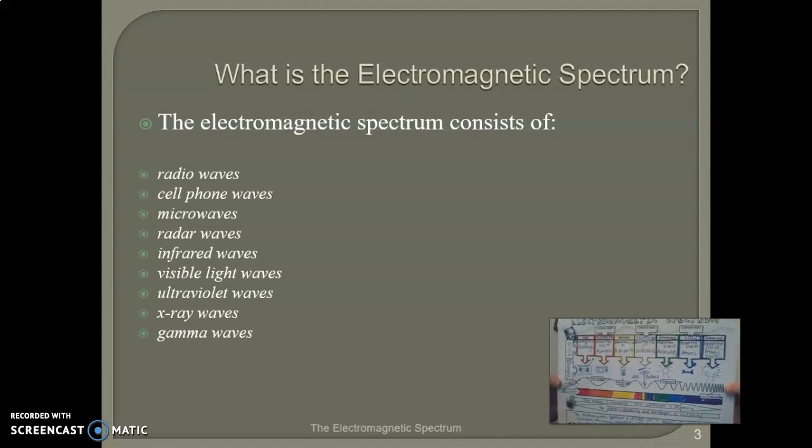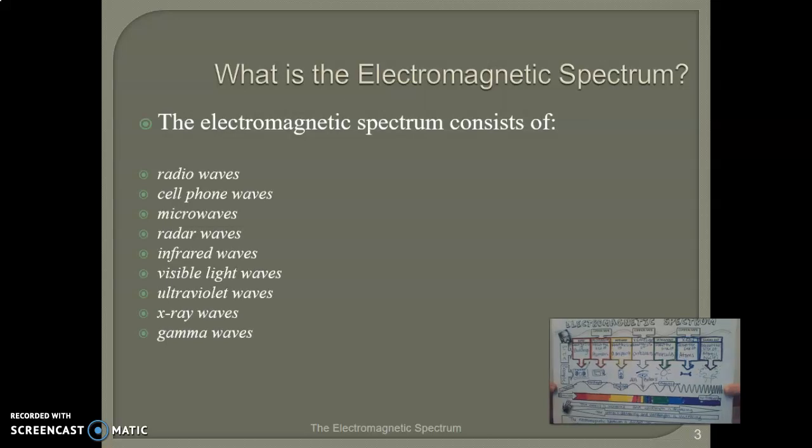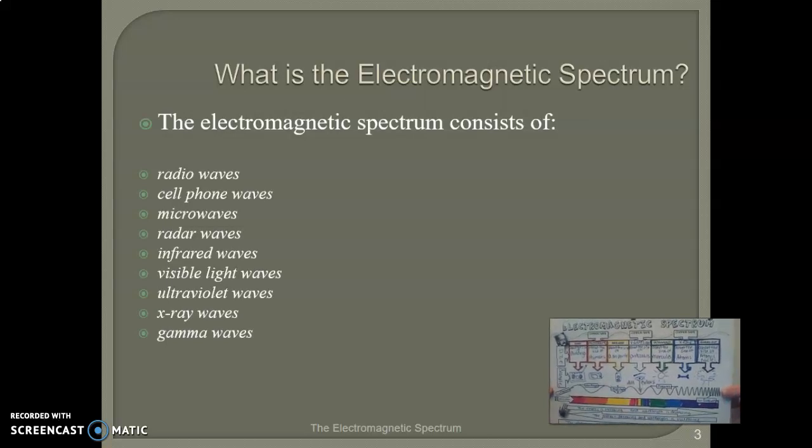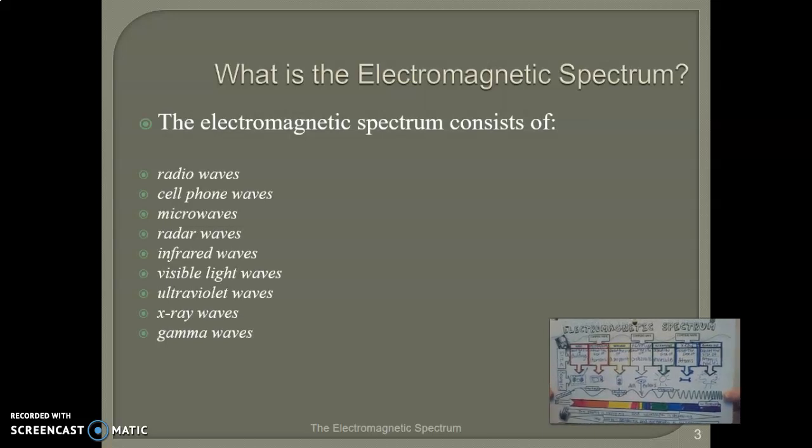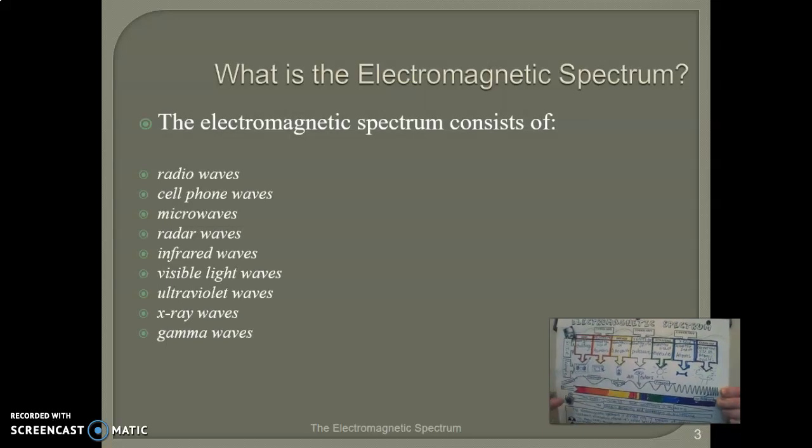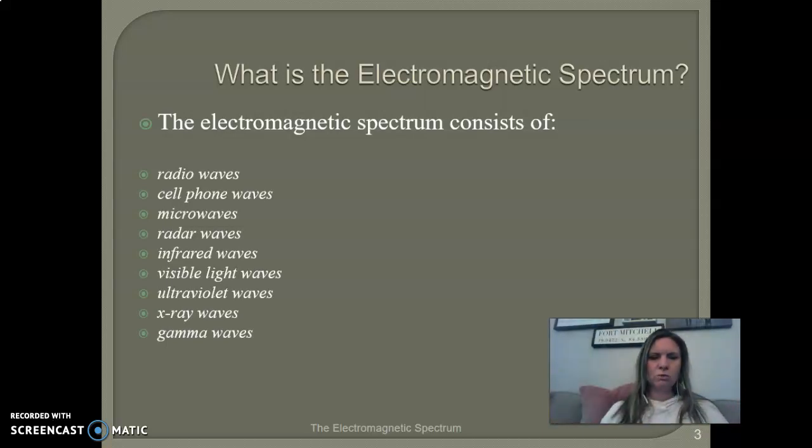Radio waves are normally associated with the red part of the spectrum, microwave orange, infrared yellow. Visible light is going to be all colors because we can see them all. UV is going to be green, X-ray purple, and then gamma ray indigo. And once again, it goes from low energy to high energy. So radio waves, cell phone waves, microwaves are low; gamma rays, you don't want to be associated with them.